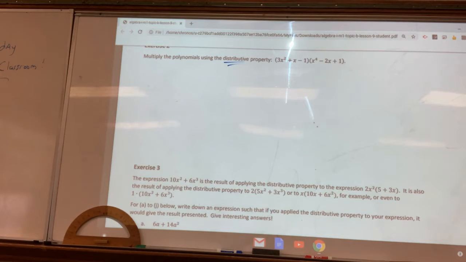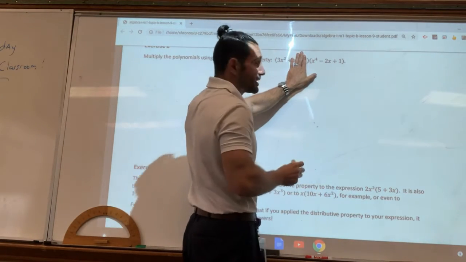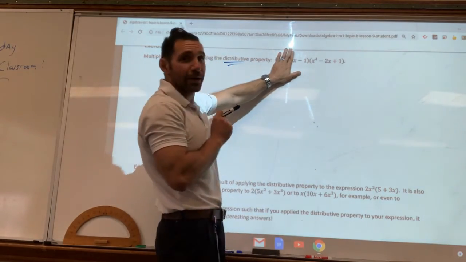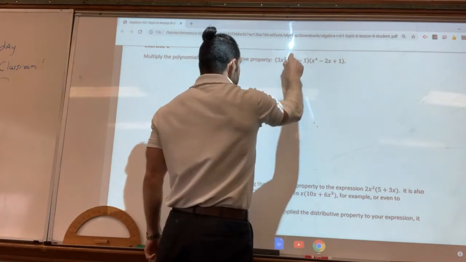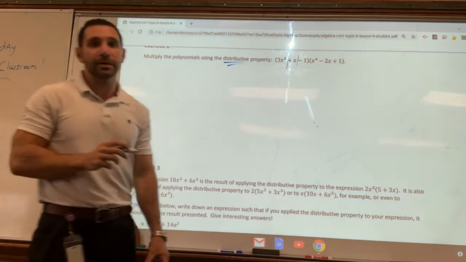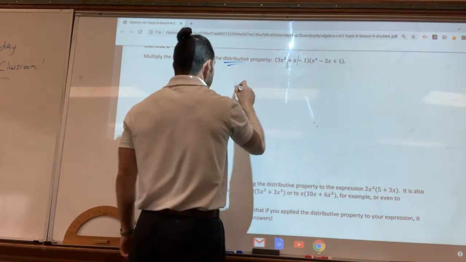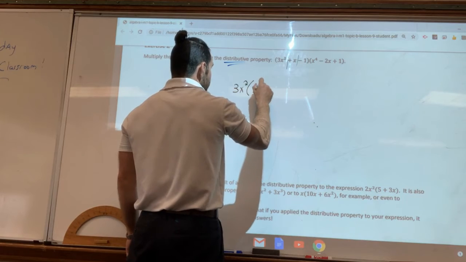If I had one term smack dab in front of the parentheses, I would take 3x squared and multiply it to everything. If I just had x, I'd take x and multiply it to everything. If I had -1, I'd take -1 and multiply it to everything. So here's what I do. I put breaking points in between the term and the sign. Because now I know that I have to take 3x squared and multiply it to the whole thing.